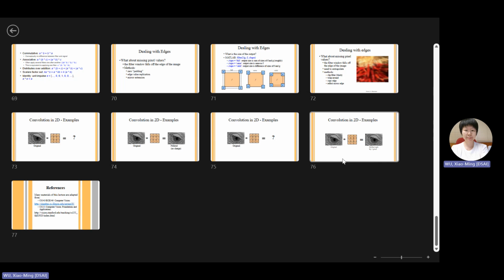Good evening. Two weeks ago, we introduced the concept of convolution and filters.